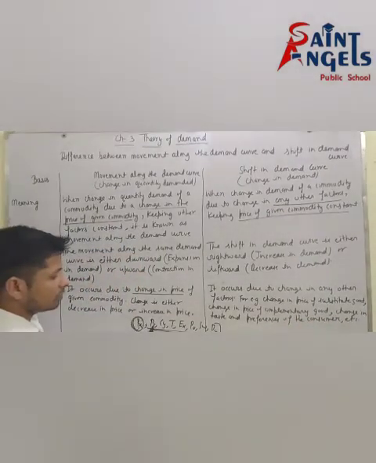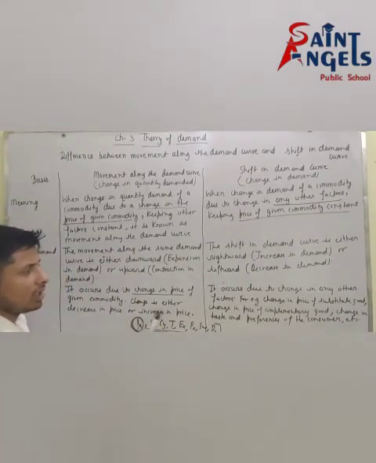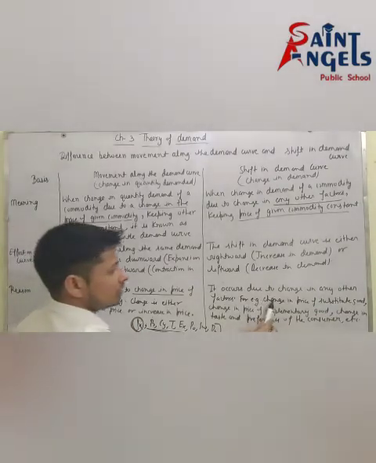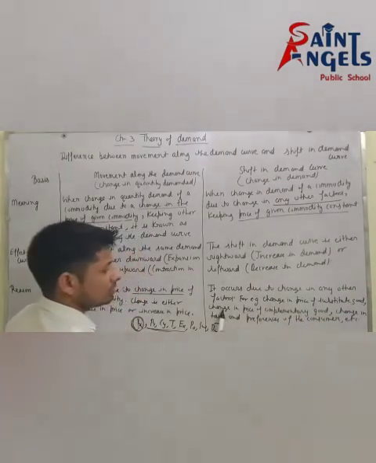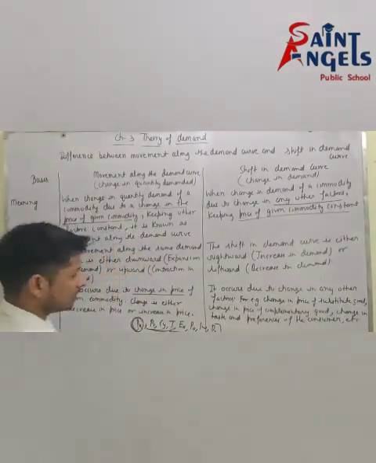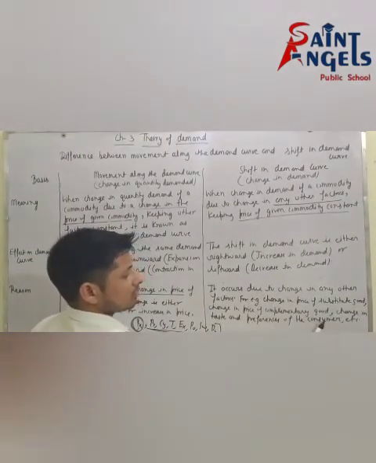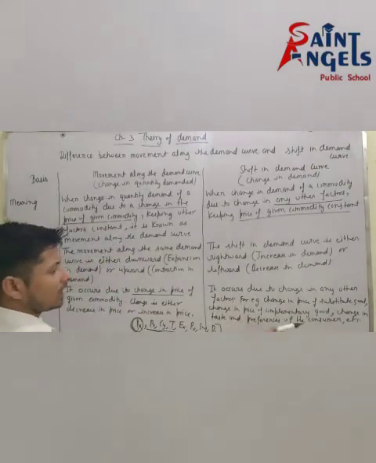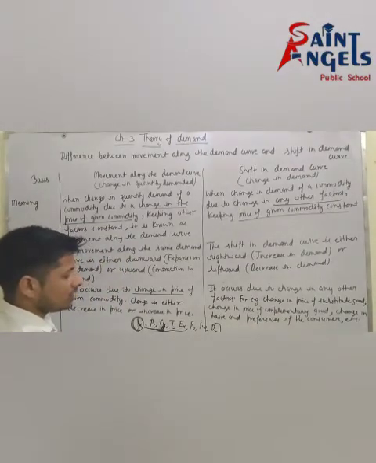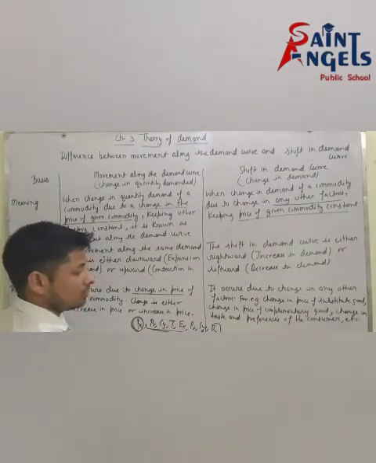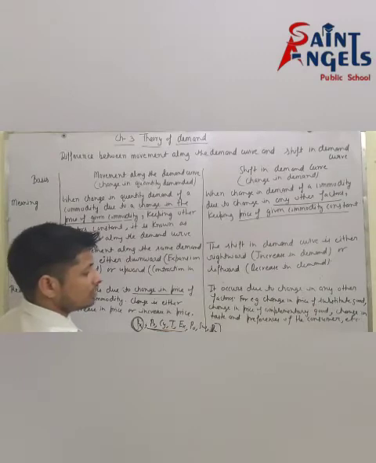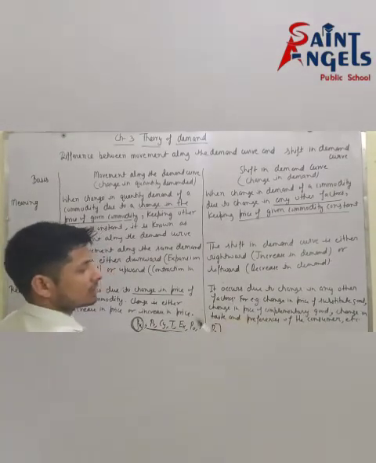Change means a change in the price of related goods. Related goods are of two types: first, substitute goods; second, complementary goods. So, a change in the price of a substitute good, a change in the price of a complementary good. Next, T, taste: a change in taste and preferences of the consumer. You can also write a change in income of the consumer, a change in expectation about future price, a change in population, a change in season and weather, a change in distribution of income, etc.